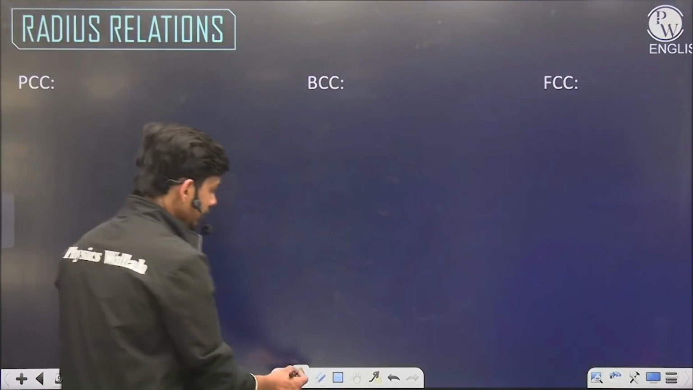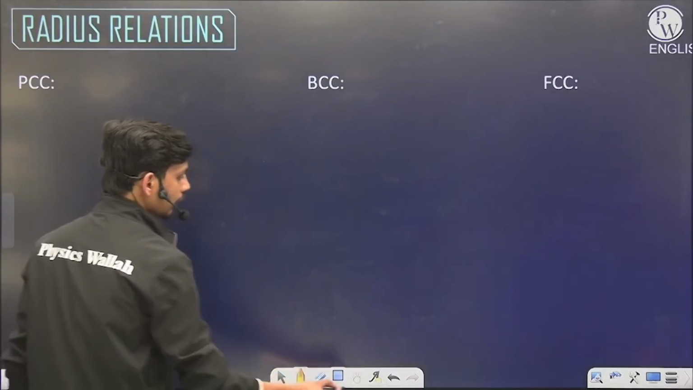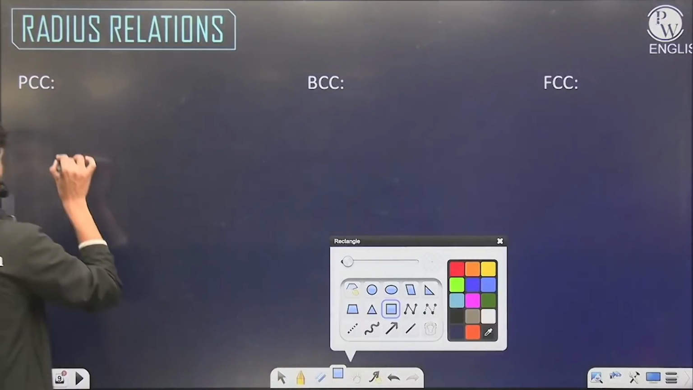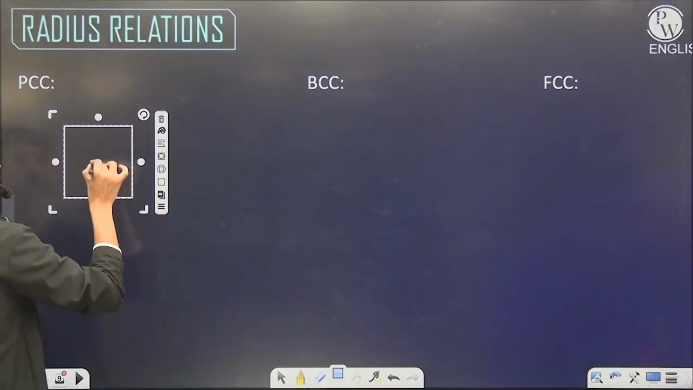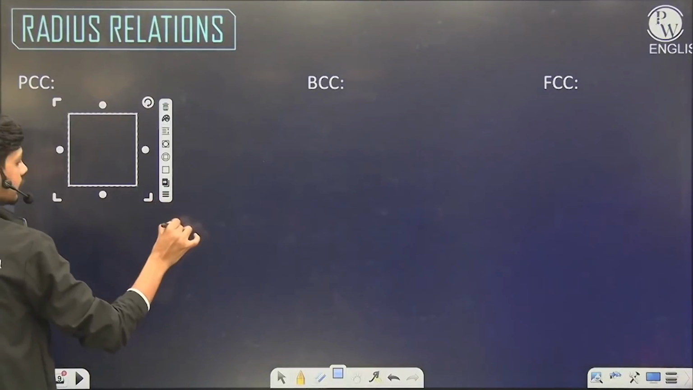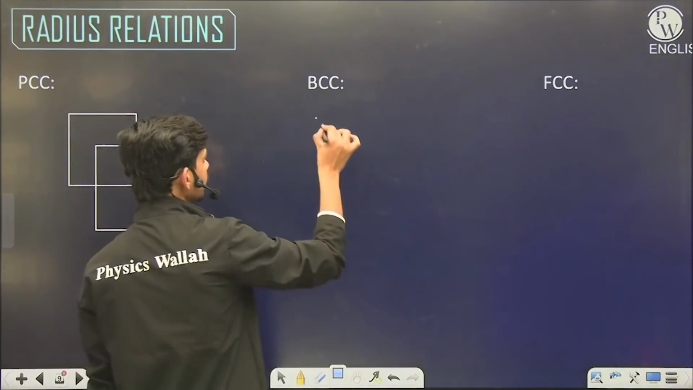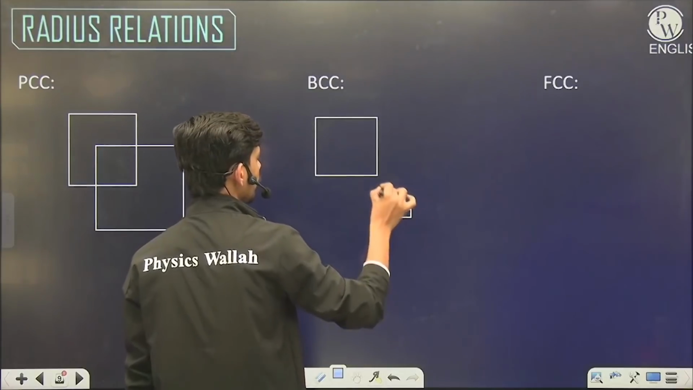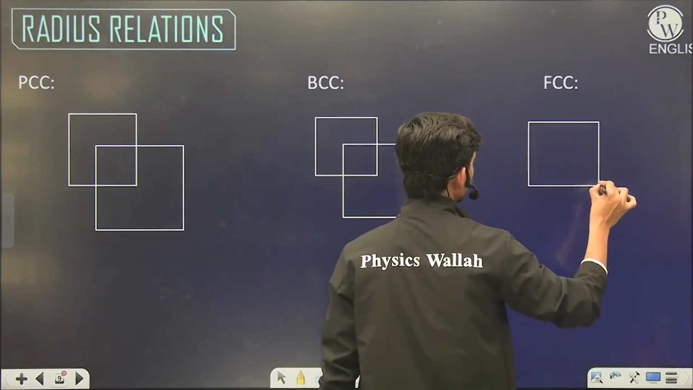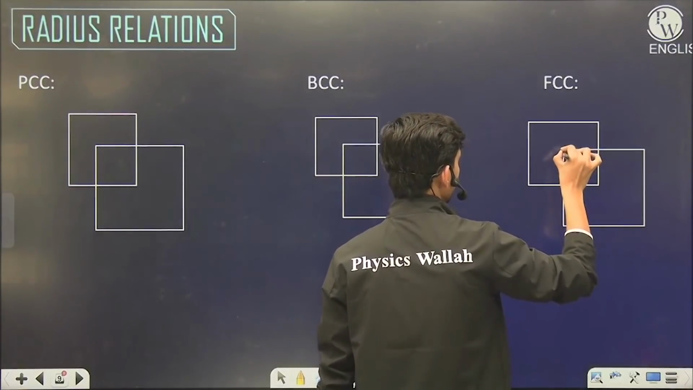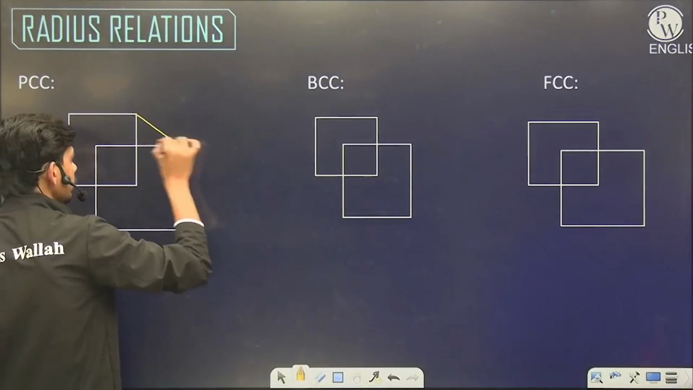So now we see the radius relation for PCC, BCC and FCC. PCC means primitive cubic packing, BCC means body centered cubic packing, and FCC means face centered cubic packing. So one by one we will be discussing all these 3. The radius relation is very important in order to derive the further theories.